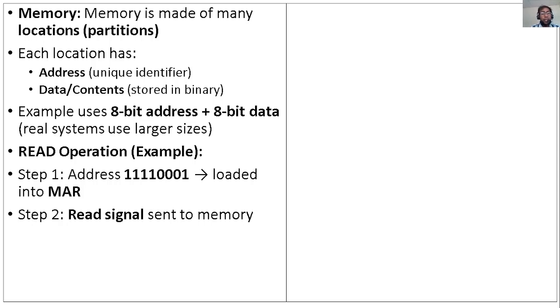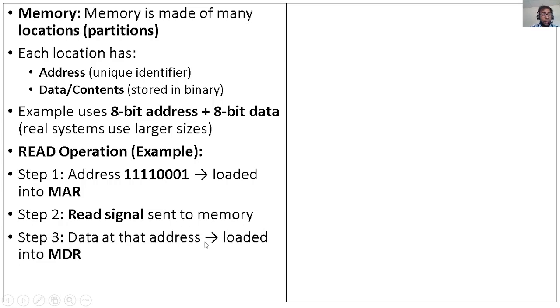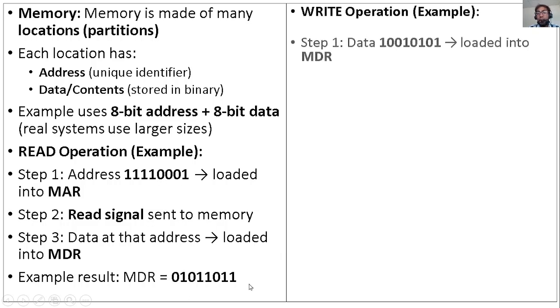Read operation, step 1. Let's see, we have an address, 4 ones and 0001. It is loaded into the memory address register. Then a read signal is sent to the memory. This is the example of the read operation. How is it happening? This is the binary address and it is loaded into the memory address register. Once it is loaded, the read signal is sent to the RAM, and then the data at the address is loaded into the MDR, and then the MDR has some data. Because everything is in binary, you can say this is the address, this is data.